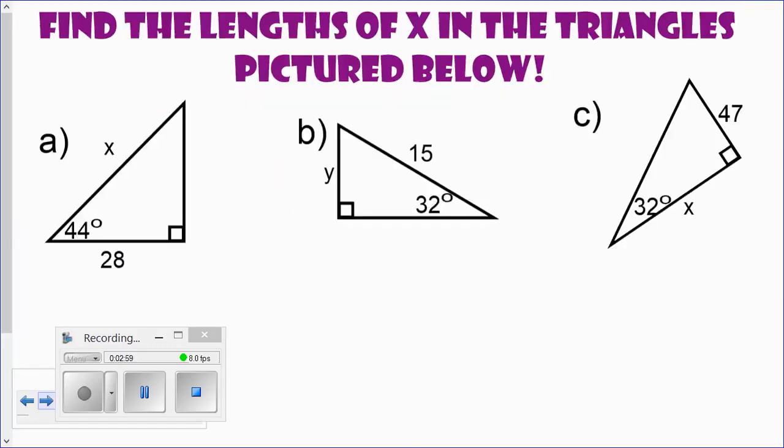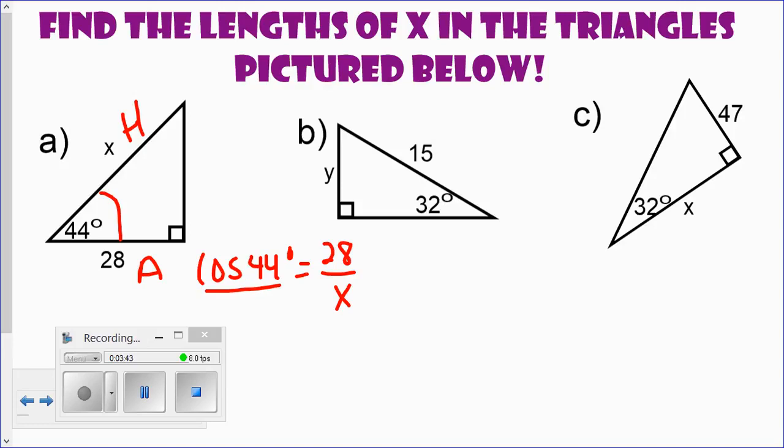So the next one, I'm first going to just look at what I have. Again, I only see one angle marked. That's my reference angle. I'm looking at the other two sides, the one I know and the one I want. X is the hypotenuse, it's across from the 90, and 28 is the adjacent to our reference angle. Okay, so the ratio that involves A and H is cosine, CAH. So cosine of 44 degrees is equal to adjacent, which is 28, divided by hypotenuse, which is x.